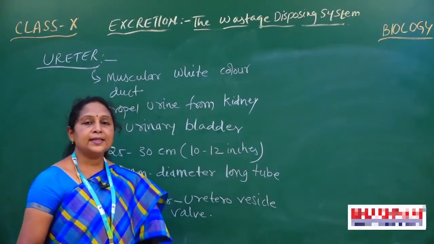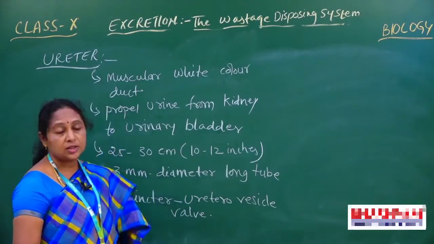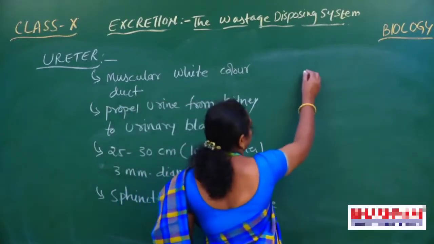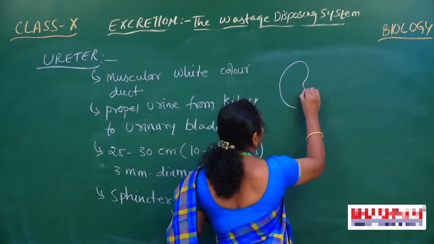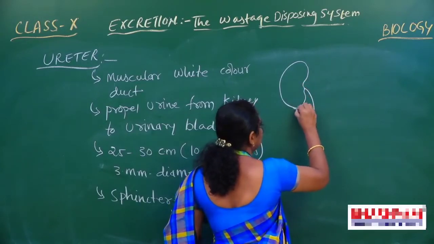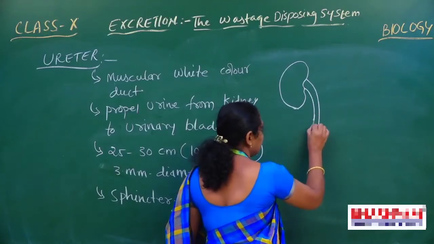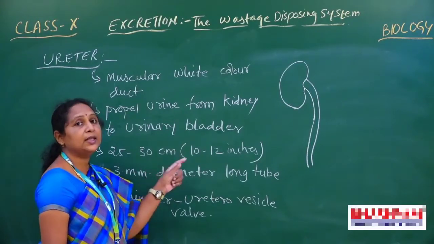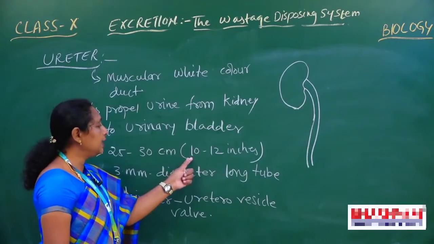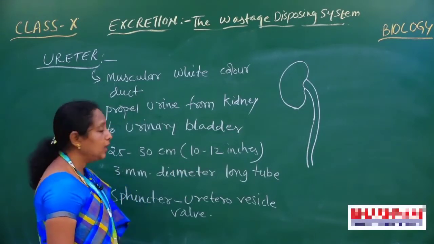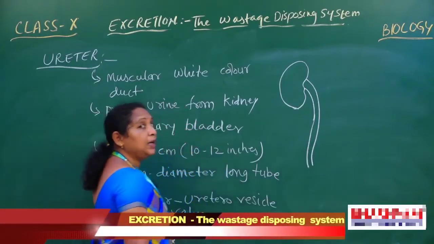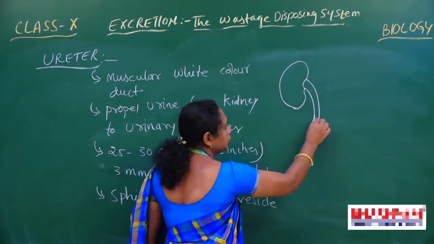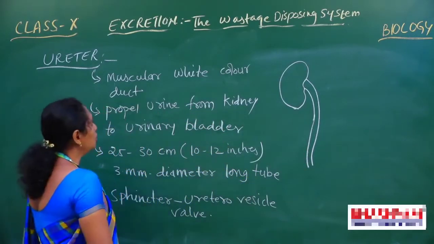Okay, students. The next part of the urinary tract, the urinary system, the excretory system, is the ureter. The ureter arises from the kidneys, from the pelvis part, the depression part. It's very long, nearly 25 to 30 centimeters in length, or 10 to 12 inches, and the diameter of this tube is 3 millimeters. It originates from the pelvis of the kidney and continues as a long muscular duct, mostly white in color.